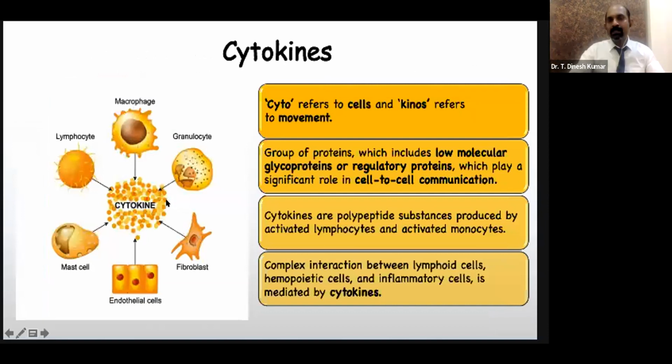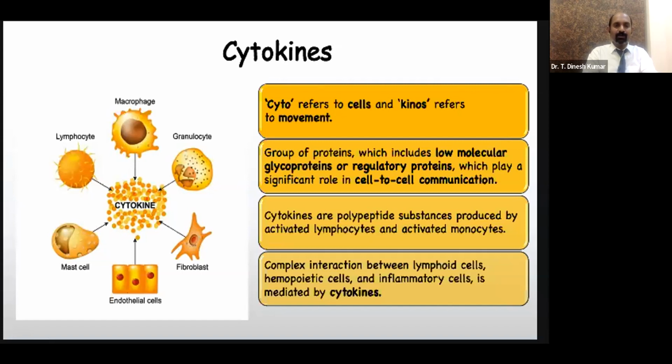Okay, so the next important topic that we're going to talk about is the cytokines. What are these cytokines basically? The development of an active or effective immune response involves lymphoid cells, inflammatory cells, and hematopoietic cells. The complex interactions among these cells are mediated by a group of proteins which are collectively designated as cytokines to denote their role in cell-to-cell communication. Okay, these cytokines are low molecular weight regulatory proteins or glycoproteins secreted by the white blood cells and various other cells in the body in response to a number of stimuli. They act as intercellular mediators to regulate homeostasis of the immune system.